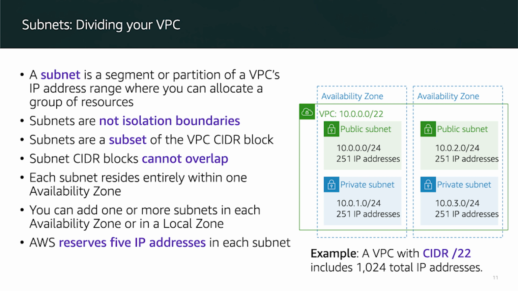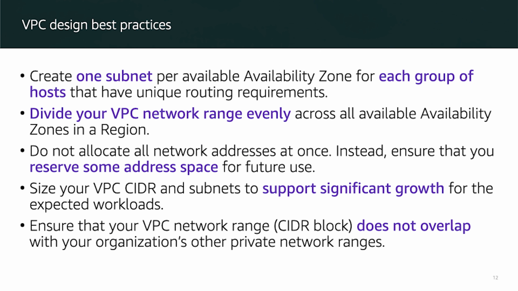When you configure any computer network, you need to consider the universal networking design principles. Create one subnet per availability zone for each group of hosts that have a unique routing requirement, or a tier. Or maybe classify them based on the services that you have, for example, front-end, back-end, and so on. Divide your VPC network range evenly across all availability zones in a single region. Do not allocate all network addresses at once, and maybe create a size for your VPC that can accommodate significant growth in the future.